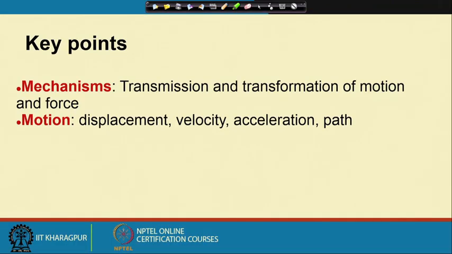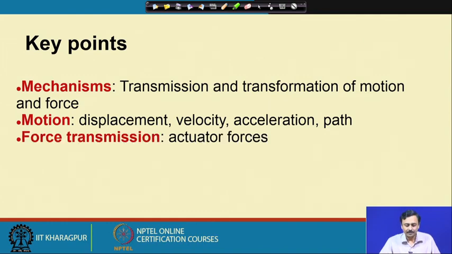Motion. How do we quantify motion? Motion is quantified in terms of displacement, velocity, acceleration and path. Force transmission. As I have mentioned, a mechanism transmits force or transforms force from the actuators to the output. So, these are the key things that we are going to look at.